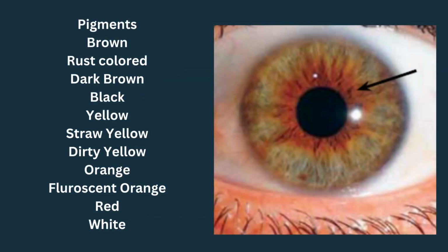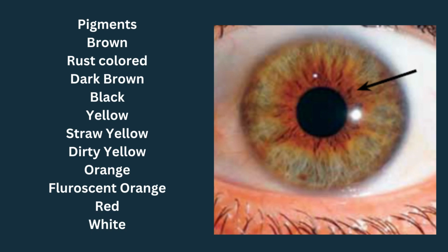When we talk about pigments, we're talking about the different types of coloring that might show up in your client's eyes, right? So here's a list of some of the common colors. Brown, rust colored, dark brown, black, yellow, straw yellow, dirty yellow, orange, fluorescent orange, red, and white.